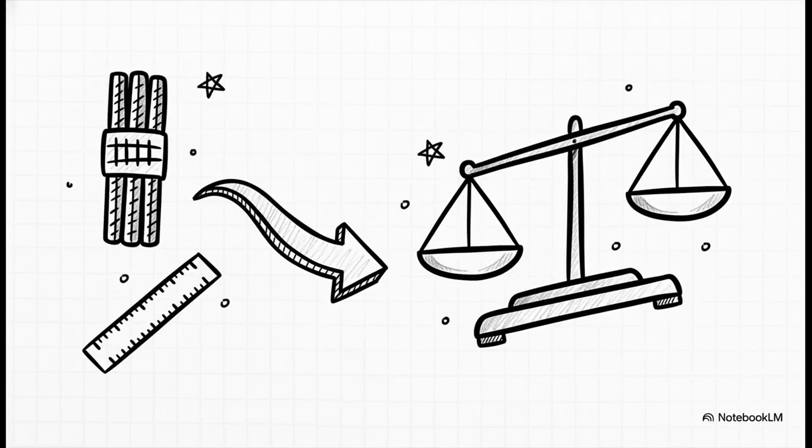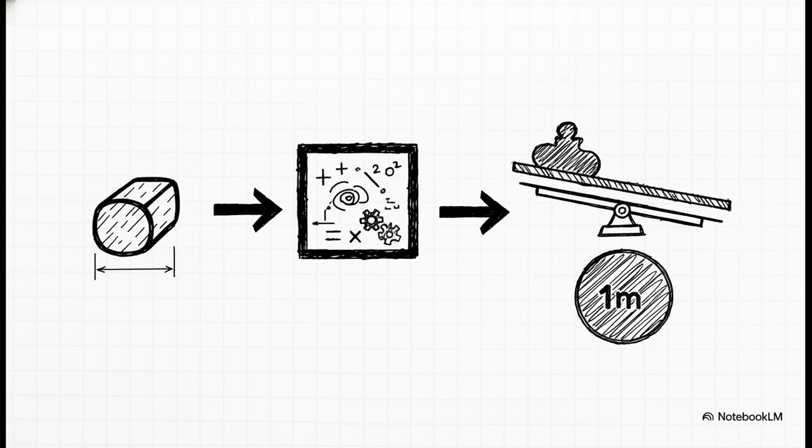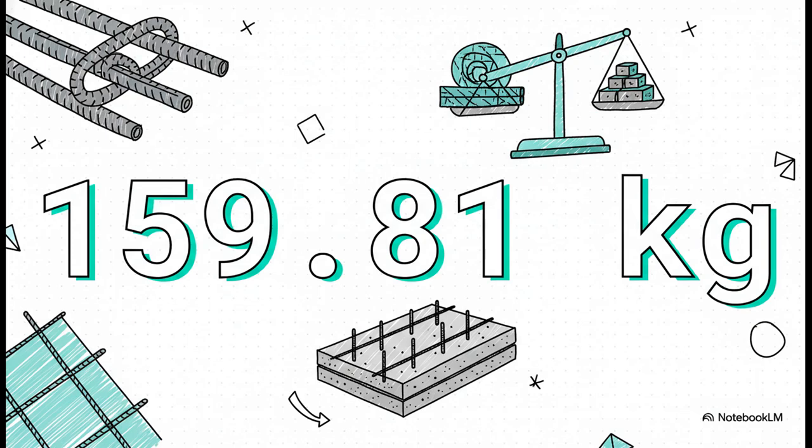Okay, we have our counts and lengths. Now for the big one, calculating the final weight. To do that, we use this super handy industry standard formula to find the weight per meter. So for our 12 mm bar, we plug it in and get about 0.89 kilograms per meter. This table just puts it all together beautifully: quantity, length, and the final weight for each bar type. Add those two numbers and our grand total is just under 160 kilograms of steel.